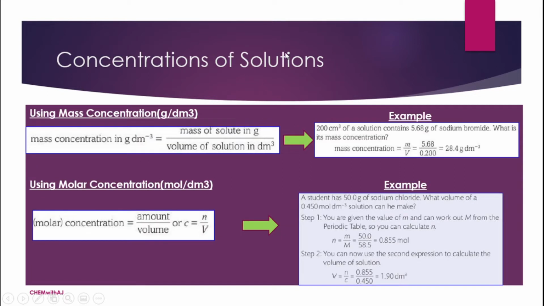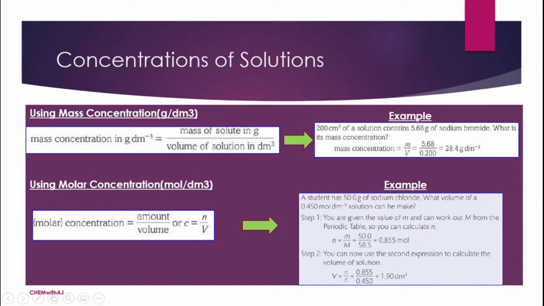So that's it for molar volume calculations. Now we'll move on to concentrations of solutions. There are two types of concentrations we mainly use. One type is mass concentration. That is usually given in grams per decimeter cube. So mass per unit volume. That's the mass of a solute in grams, where solute is the substance we dissolve, over volume of solution in dm cube.